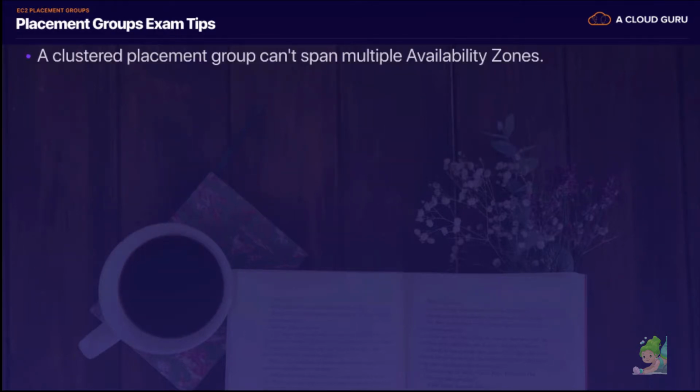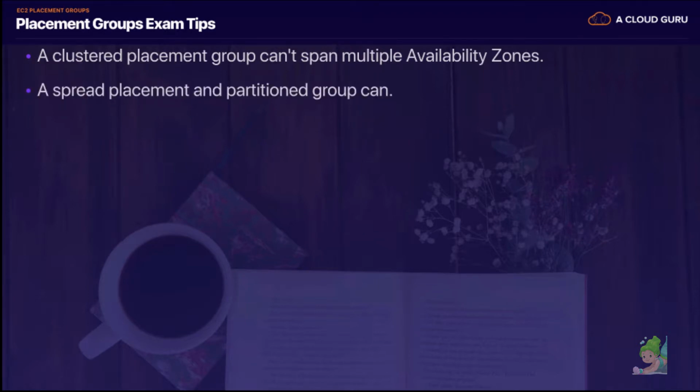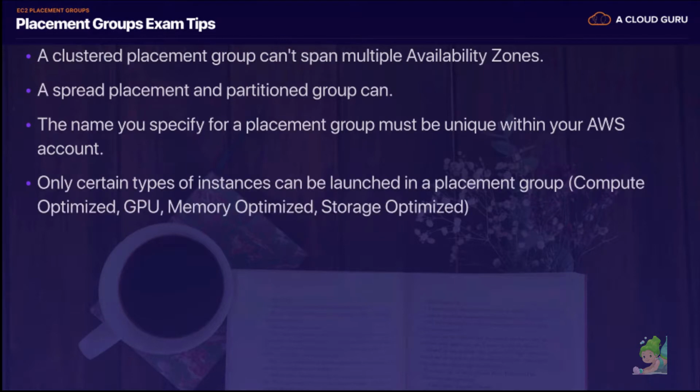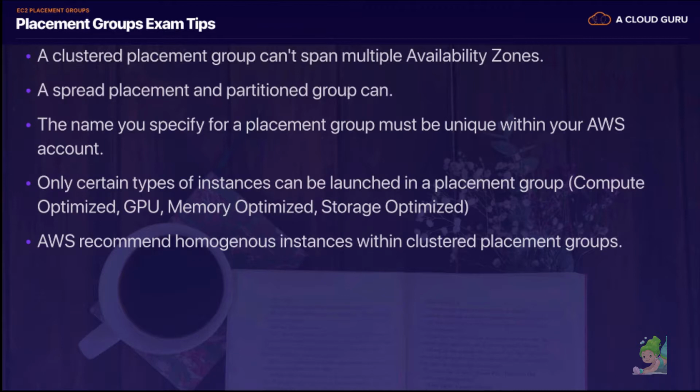Just remember, the clustered placement group doesn't span multiple availability zones, whereas a spread placement and partitioned placement group can span availability zones. Remember that the name that you specify for a placement group must be unique within your own AWS account. Only certain types of instances can be launched into placement groups, so these will be things like compute optimized, GPU, memory optimized, storage optimized, etc. And then also remember that AWS recommend homogeneous instances within the clustered placement group. So this is where you have the same instance type.